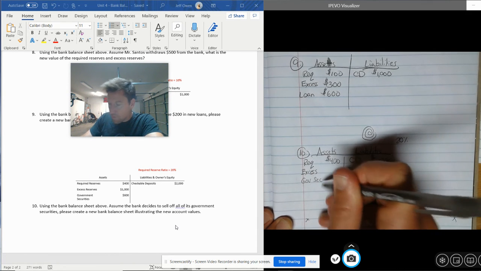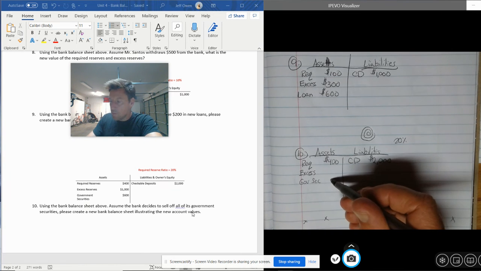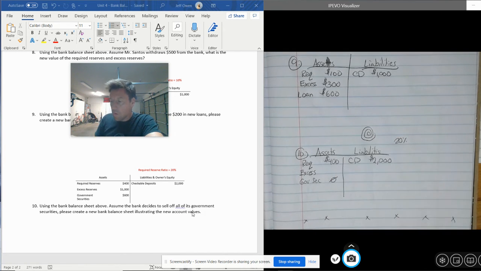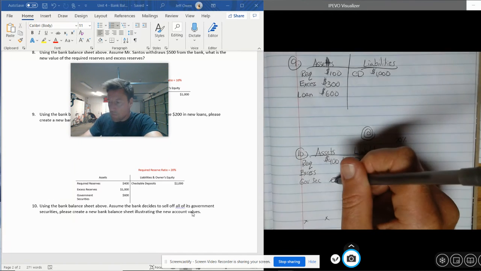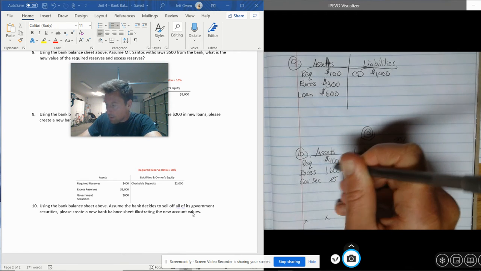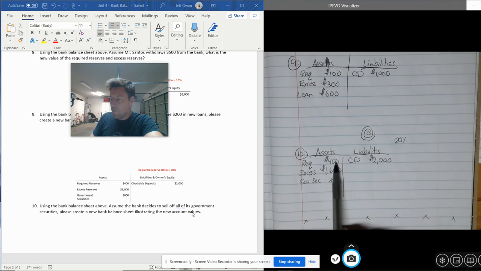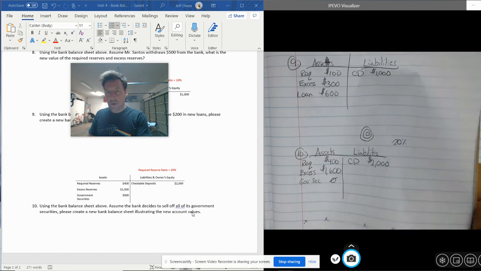So government securities, they originally had 600, right? This says the bank decides to sell off all of its securities. So 600 bucks are going to be sold. So they now own no government securities. They sold them to people in the market, and those people gave them cash. Where do you put your excess cash? That's right, excess reserves. So that 600 would move over into our excess reserves. 1,000 plus 600 is 1,600. Double check our math. 400 plus 1,600 is 2,000, and we are good to go. All right, so that was our bank balance sheet assignment.